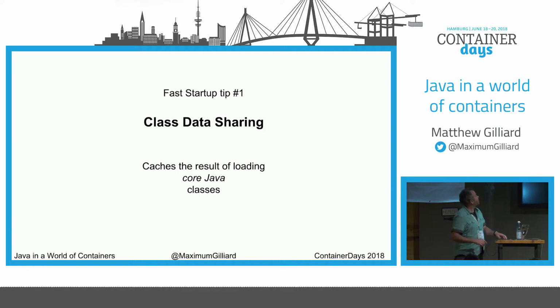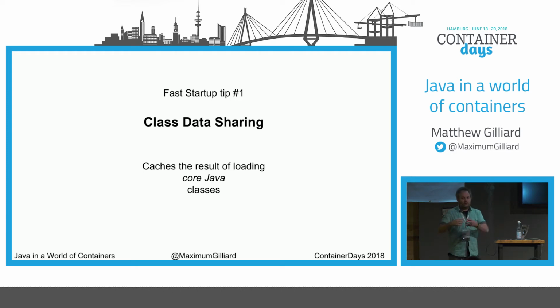So thing number one out of those is class data sharing. So who's using class data sharing? One person. Zero people, he's not sure. Class data sharing has been available since Java 5, so it's almost old enough to drink, I guess. It's 2004 that Java 5 was released. I don't know the drinking age in Germany. Maybe it is old enough to drink.